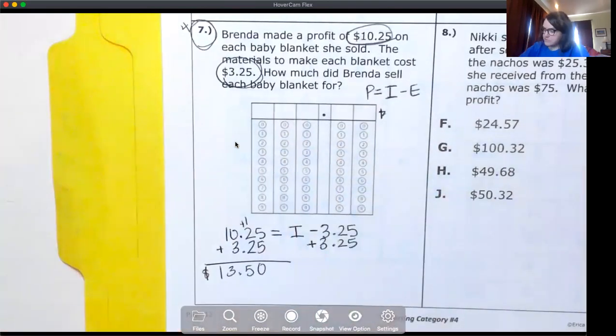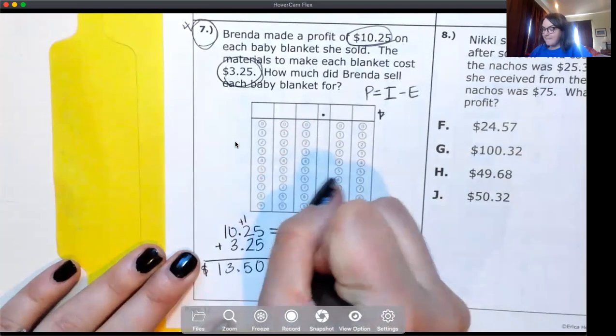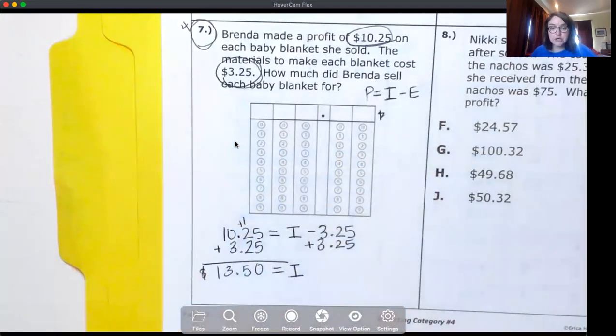So I've figured out that my income is $13.50. Brenda made a profit of $10.25 on each baby blanket she sold, but because she had to pay $3.25 for the materials for each blanket, she had to take that out, which means that she sold each baby blanket for $13.50. That was her income.